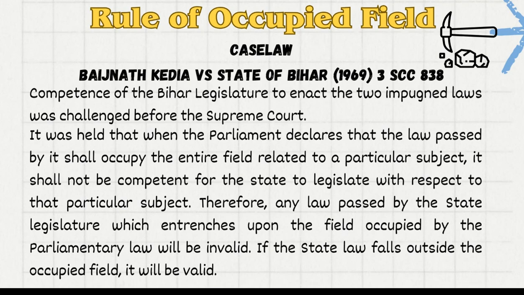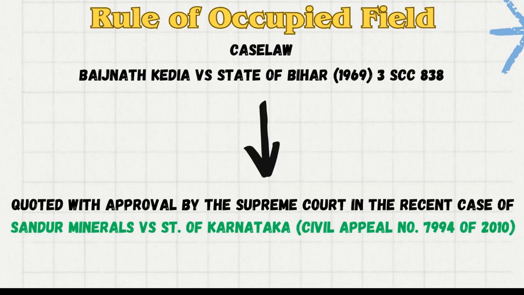Court. The Honorable Supreme Court held that when the Parliament declares that the law passed by it shall occupy the entire field related to a specific subject, it shall not be competent for the state to legislate with respect to that particular subject. Therefore, any law passed by the state legislature which entrenches or trespasses upon the field occupied by the parliamentary law will be invalid. If the state law falls outside the occupied field, it will be valid. So, in this case, the Honorable Supreme Court held that the concerned changes made by the Bihar legislature to the rules related to mining leases were ultra vires of the Bihar legislature and hence they were invalid.